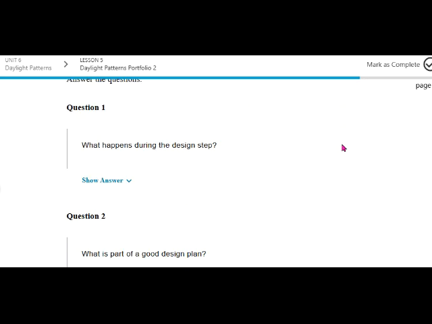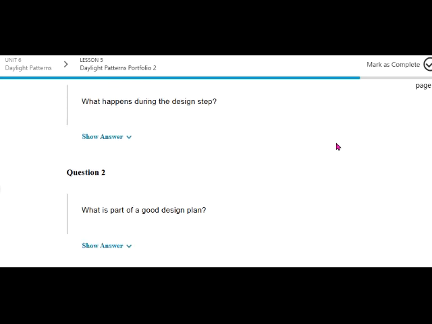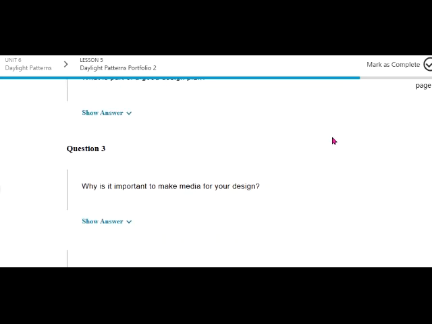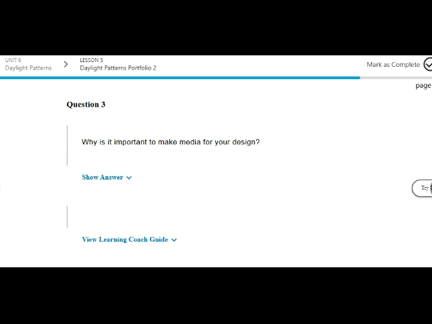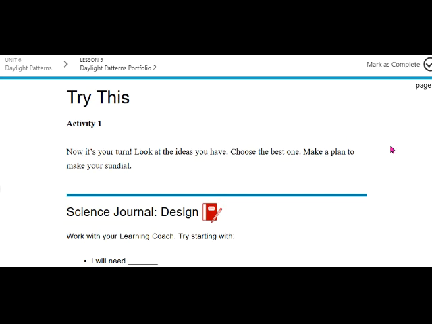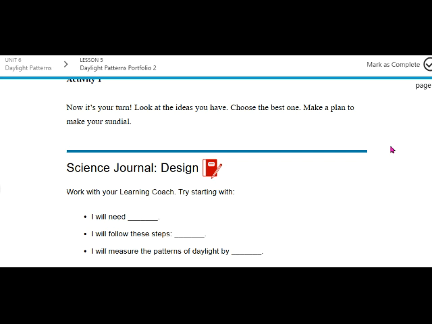What happens during the design step? What is part of a good design plan? And why is it important to make media for your design? Go ahead and think about those questions and talk about them with your learning coach. Now it's your turn. Look at the ideas you have and choose the best one.